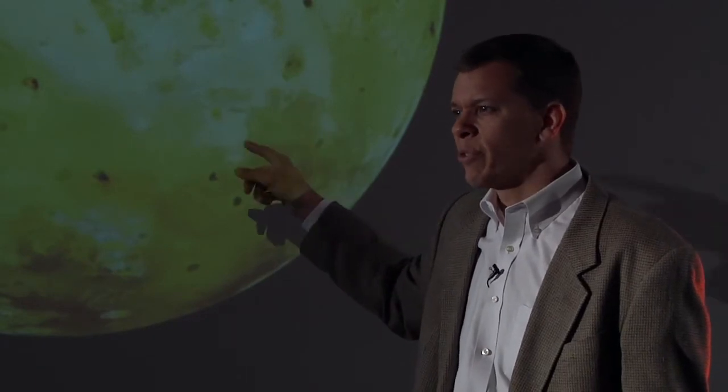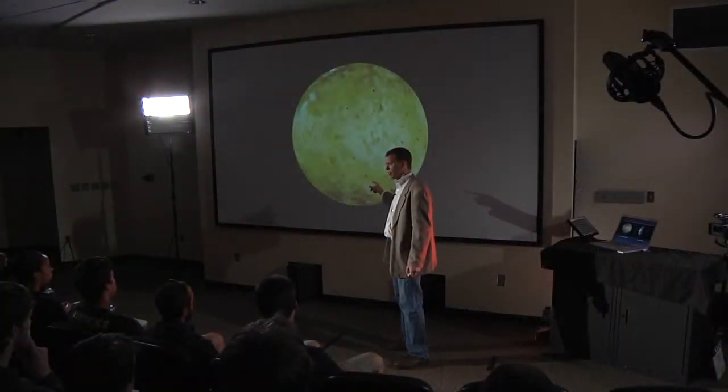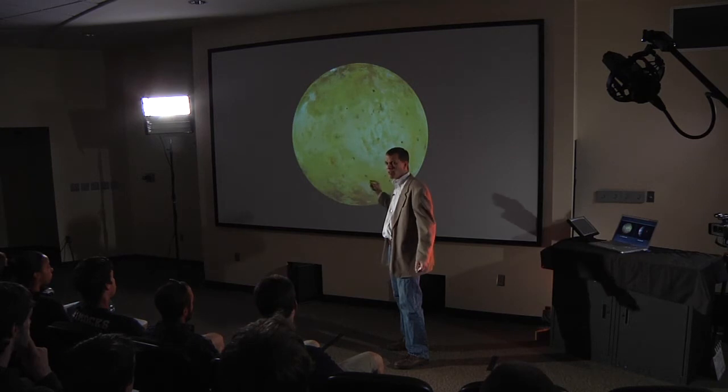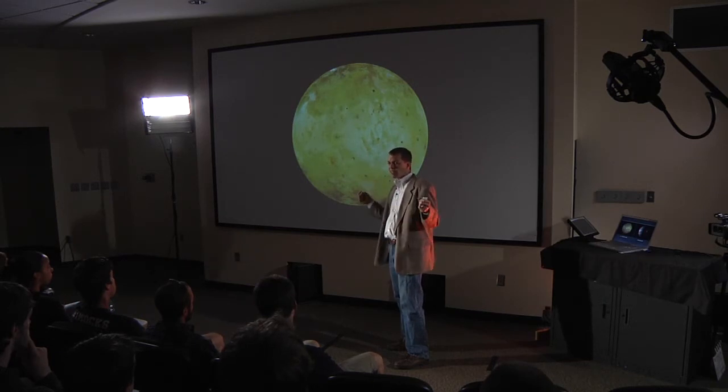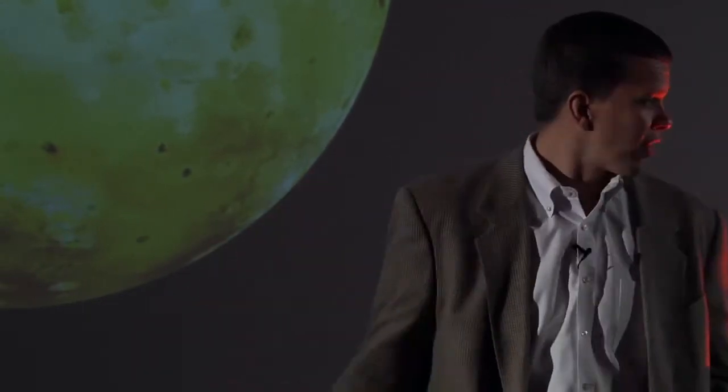This is the most geologically active object in the solar system. It's so close to Jupiter that the tidal forces of Jupiter and the other moons stretch and pull it all the time, such that, like, if you were to take a paper clip or a wire and bend it back and forth, it gets hot right before it breaks. This thing is being heated internally because it's being stretched and pulled. It's got stuff shooting out of it all the time.